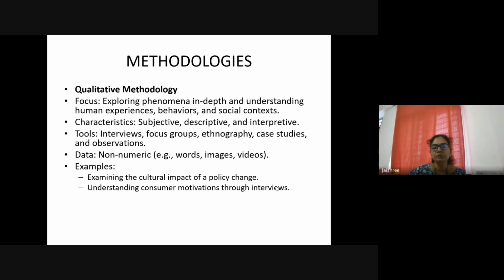Coming up to day 4, we will start with methodologies. The most common methodology used for research is qualitative research. You can find it on the slide. Qualitative research. So what is qualitative?